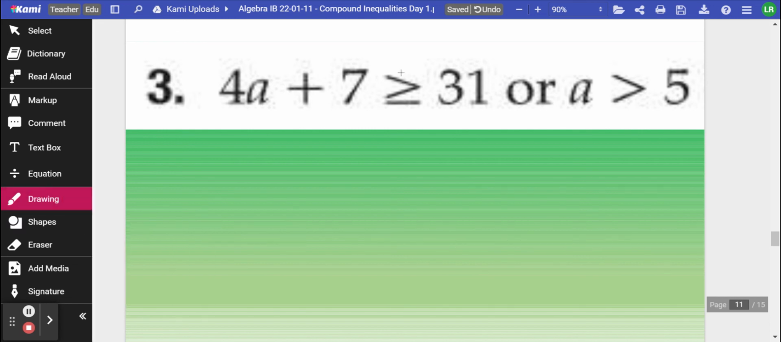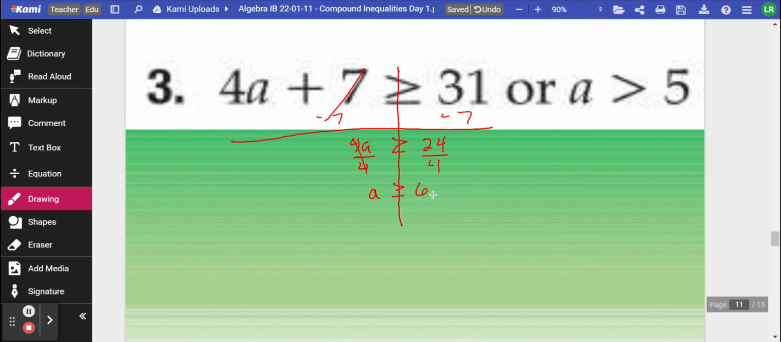Okay, got to solve this first one. So minus 7 on both sides. I get 4a is greater than or equal to 24. Finish him. Divide by 4. I don't need to flip the inequality sign because that's a positive 4. I get a is greater than or equal to 6.